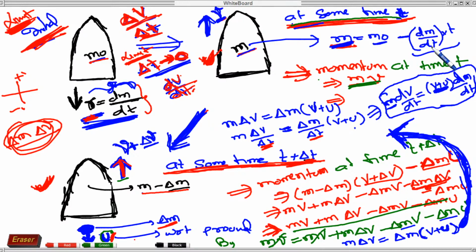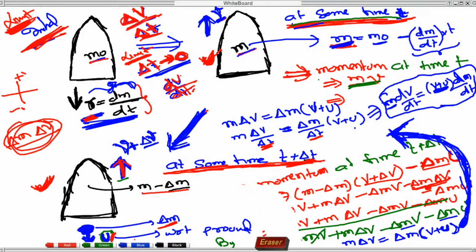So remember this equation, because I will rub out the rest of the things and keep this equation. Okay, so remove it.